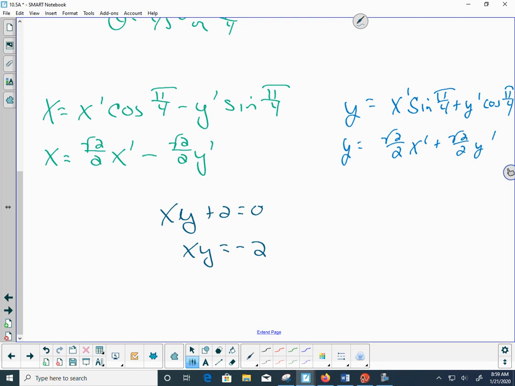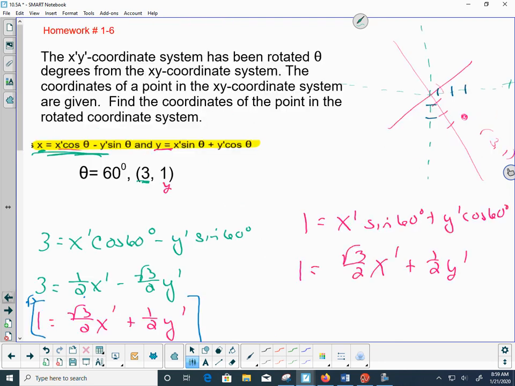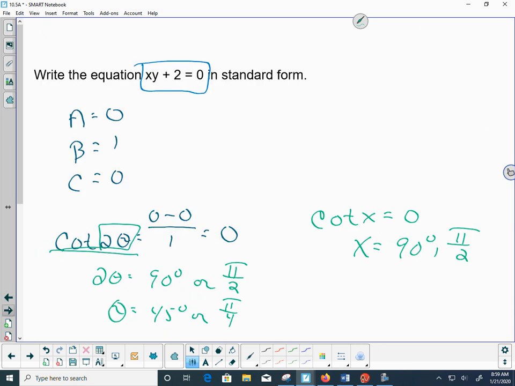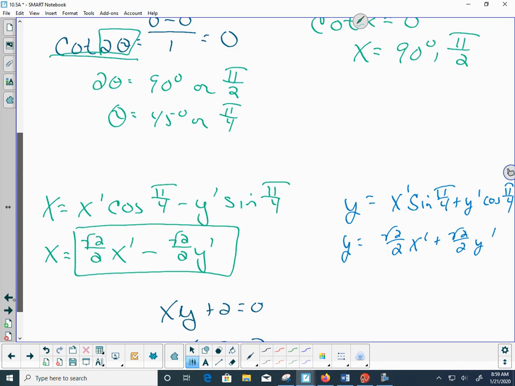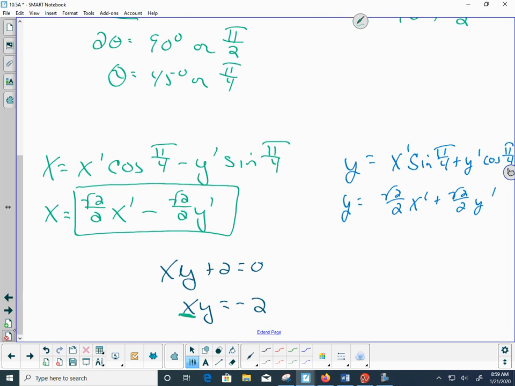So in place of this x, I'm going to write this because that's what x is equal to. How did you do this? I use that formula right there. So I substituted in for theta, I substituted pi over 4. Yes, but then you went back to the top. Like, I get why you got the xy plus 2 equals 0. I subtracted 2 from both sides.